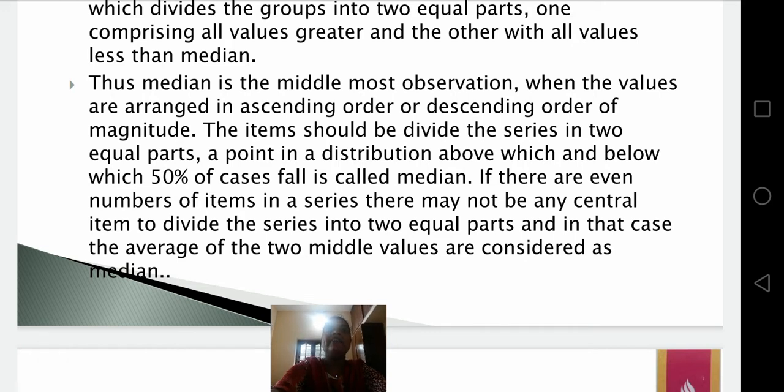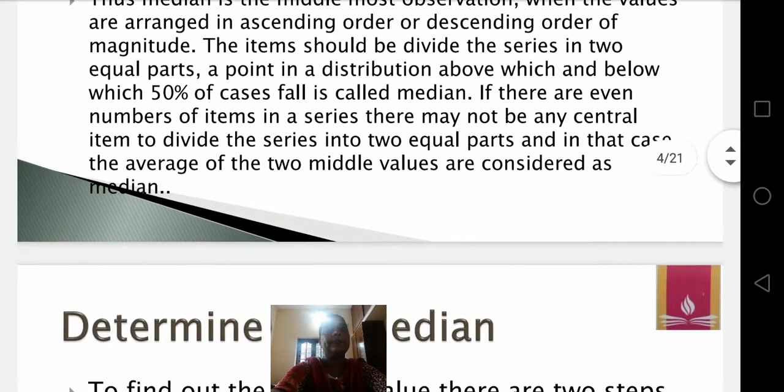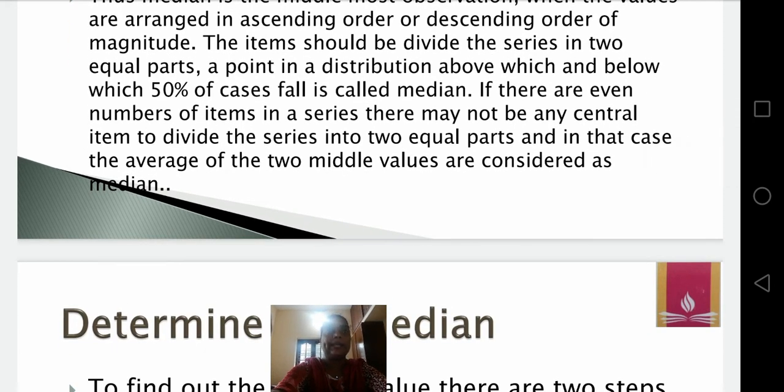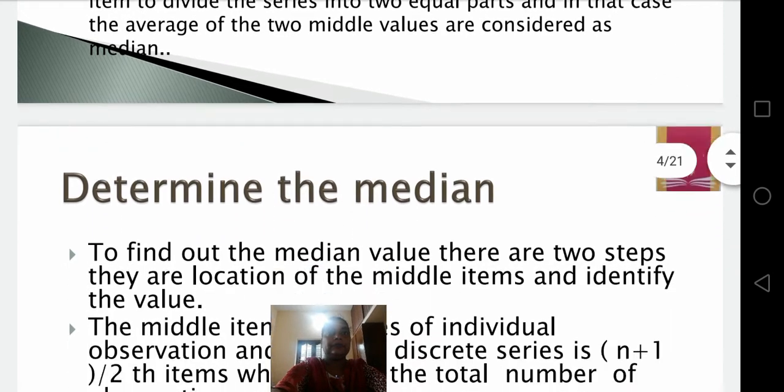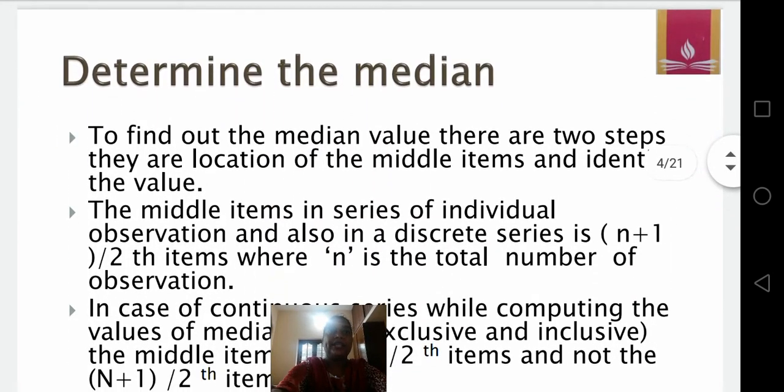And the median value will divide the entire data into two equal parts. That is, 50% of the observed values will be above the median and 50% will be below the median. How to determine the median value? It is very simple. To find out the median value, there are two steps to locate it.